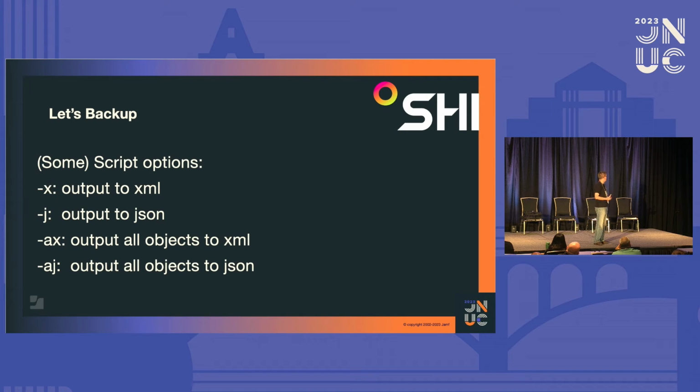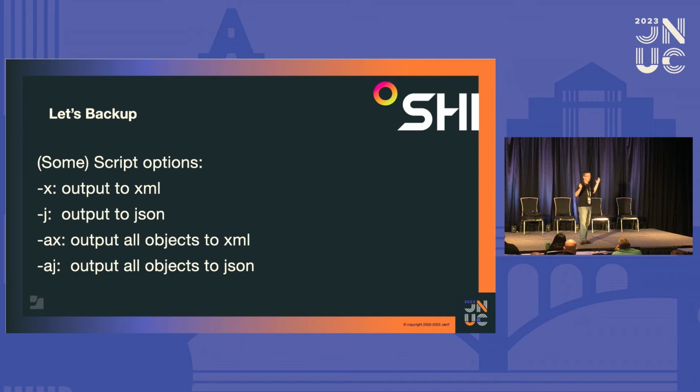All right. Let's talk about some script options. We talked about how we can output to XML. We can output to JSON. We can output all objects to XML. So whatever objects are available to download in the script, maybe you don't want to think about it. Just use -A, X, and everything gets downloaded as XML. Maybe you don't want them as JSON.